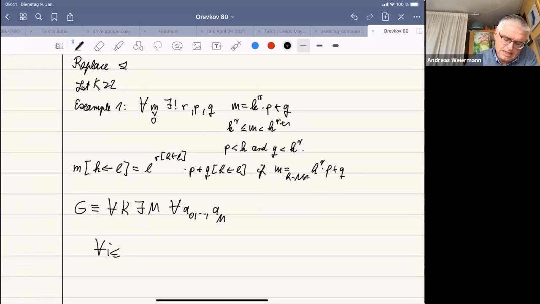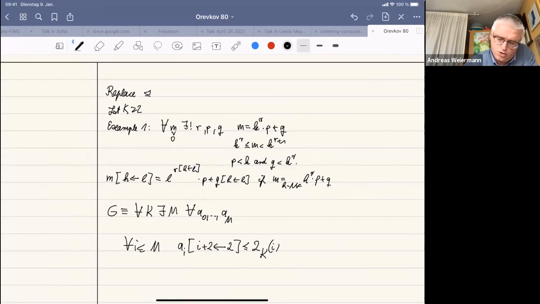If I have, for all i less than or equal to m, if I take a_i, I replace in a_i base i plus 2 by number 2, and if this number is less than or equal to 2_k of i. So I have not yet defined this, but this is the usual notion. So 2_k of L is just a tower of 2's of height k, and on top, I put an L. So I have an iterated exponential of height k, and on top, there's a number, in this case, a number i.